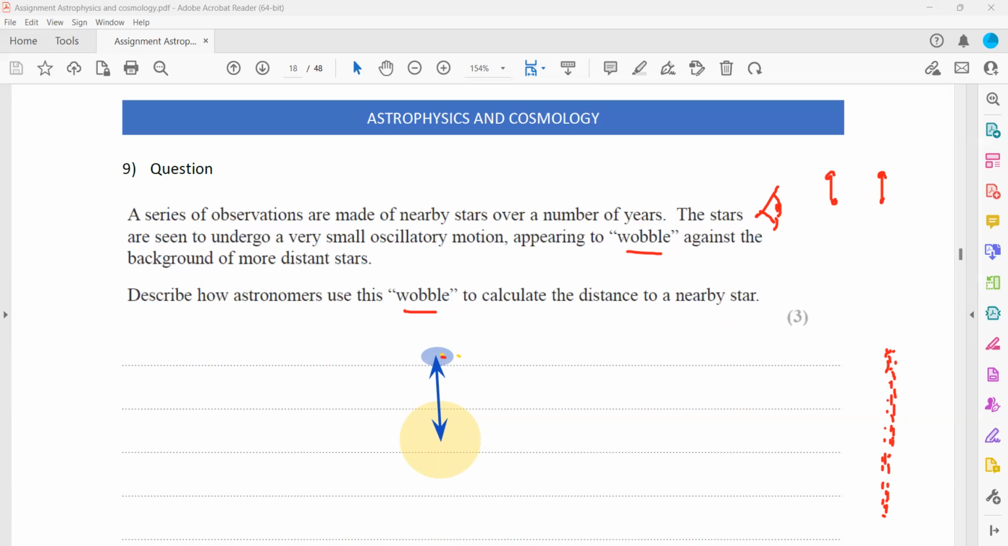In the exam you can also obtain full marks for trigonometric parallax if you draw it correctly. Even if you don't write anything in particular, as long as you draw it correctly and all the labels and drawing are clear, you will score the full marks. So you can obtain full marks with an annotated diagram as well.